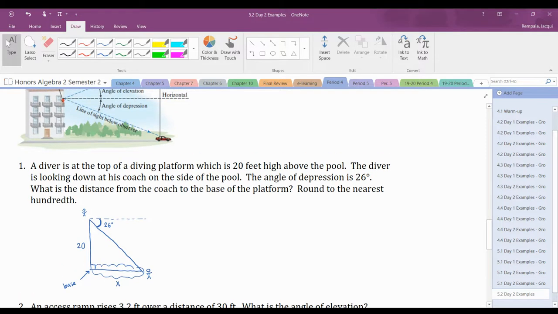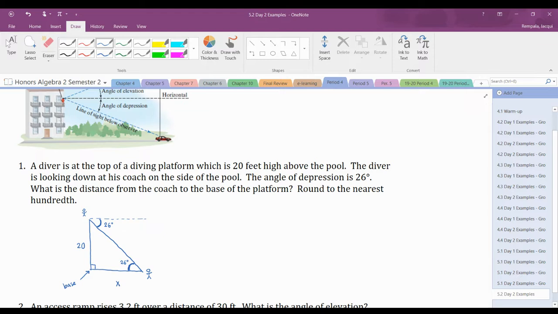That bottom side of the triangle is my unknown. Okay, so there's my diagram. Remember, I talked about the fact that this angle of depression, which normally starts outside of the triangle, is going to be congruent to this angle down here because these are alternate interior angles. Essentially, this is technically your angle of elevation if you were talking about it from the perspective of the coach looking up at his student. So there is my picture. Now I can deal with just what's inside the triangle and I can solve.